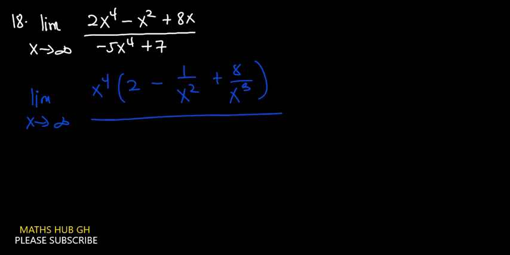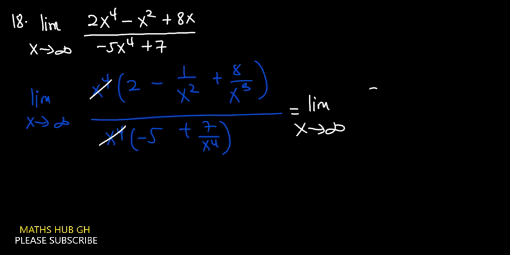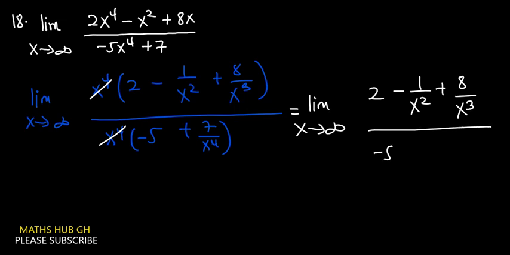Okay, so all this divided by x to the power 4 into bracket minus 5 plus 7 over x to the power 4. This is what you are going to have. So let's do the cancellation. This and this will be cancelled out. And then at the end, we are just going to have the limit as x approaches infinity for 2 minus 1 over x squared plus 8 over x cubed, divided by minus 5 plus 7 over x to the power 4. This is what you are going to have.